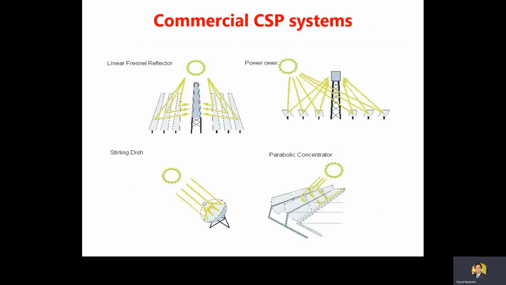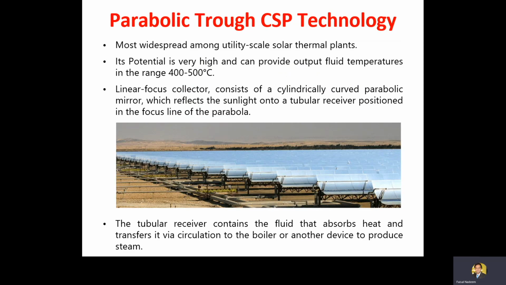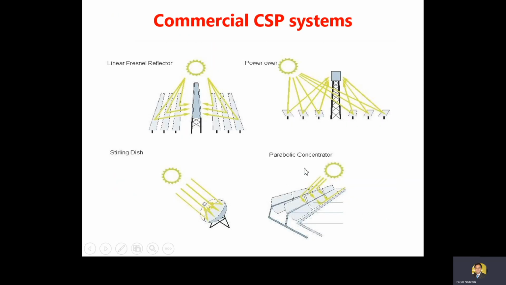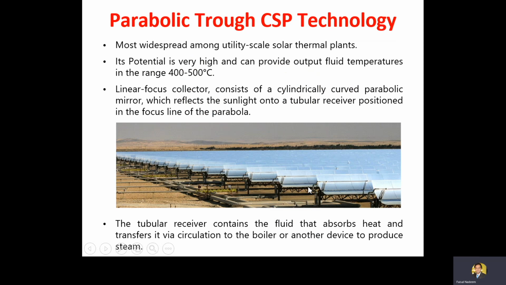Now, first of all, parabolic trough concentrated solar power technology. We are discussing first of all this parabolic concentrator or the parabolic trough concentrated solar power technology. Why is it known as parabolic trough? Because of its shape. You can see that this receiver, as shown in this picture as well, has the shape of a parabola, so it is known as parabolic, and it is a trough. Therefore, it is a parabolic trough collector.